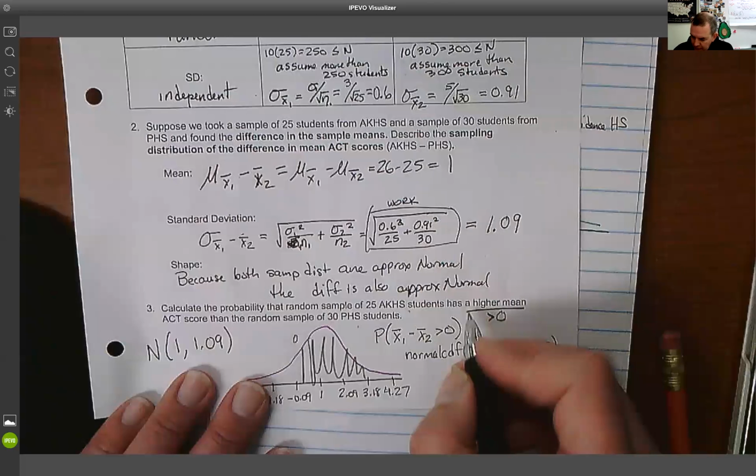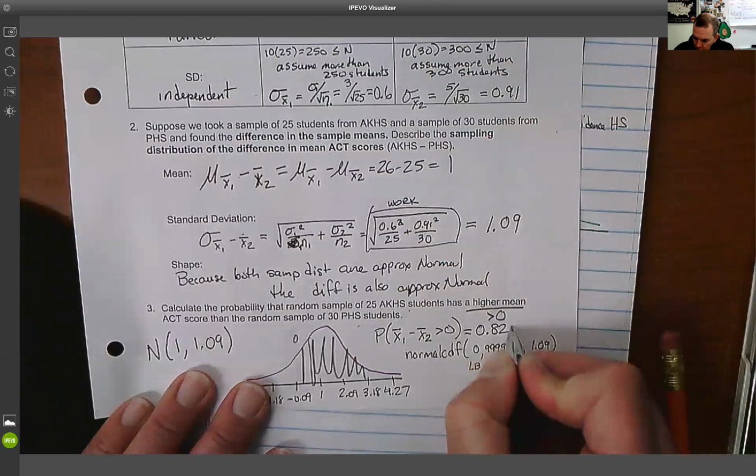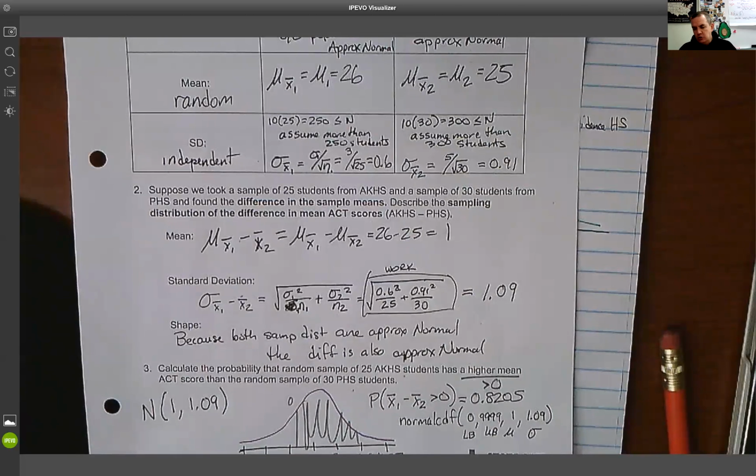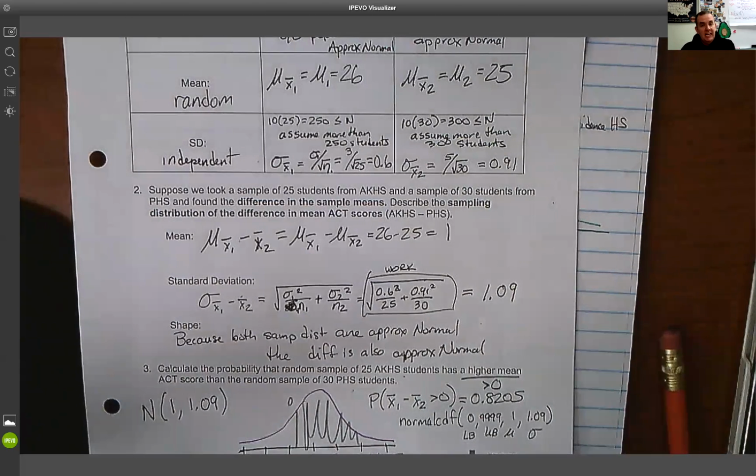So this tells me the probability of ending up with a higher score from 25 people at Ardrey Kell than Providence is about 82%. So this demonstrates that it's likely that Ardrey Kell is a better high school in terms of the ACT scores. So that was the lesson.